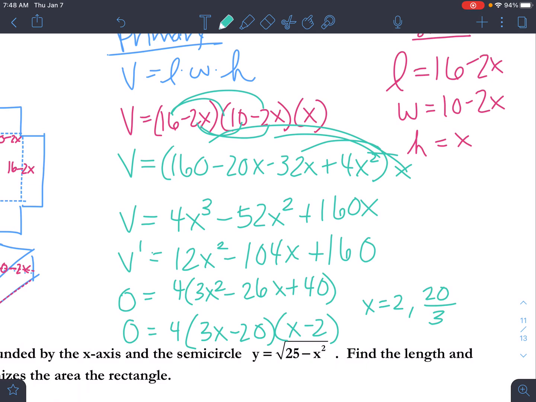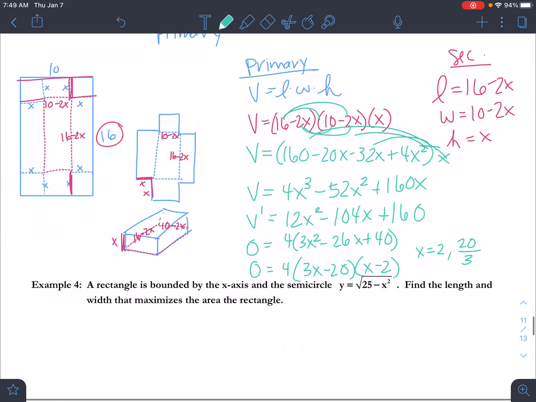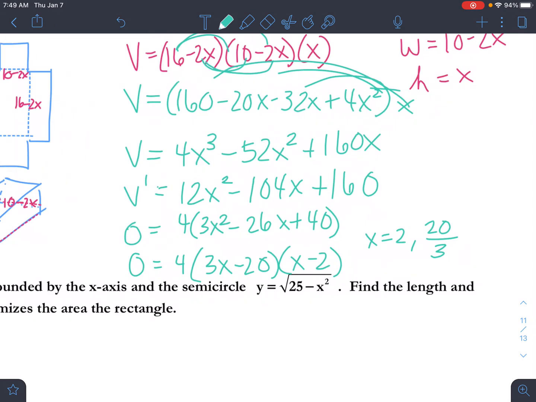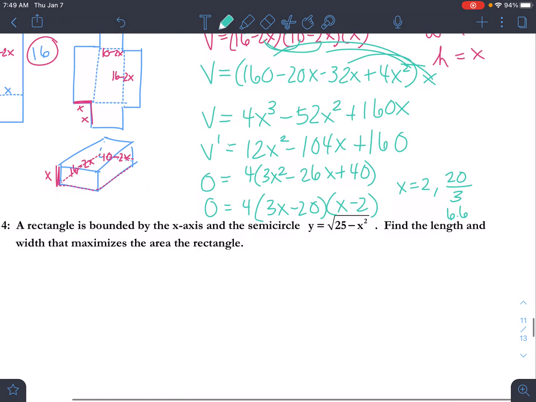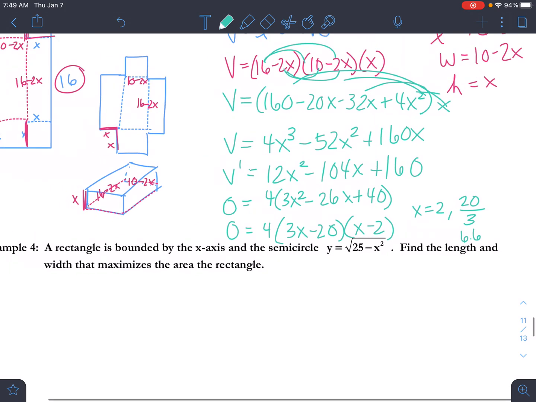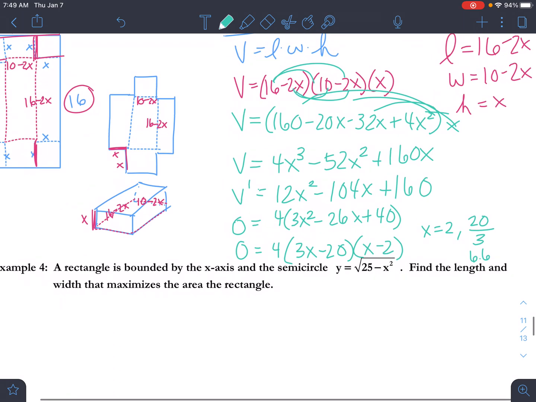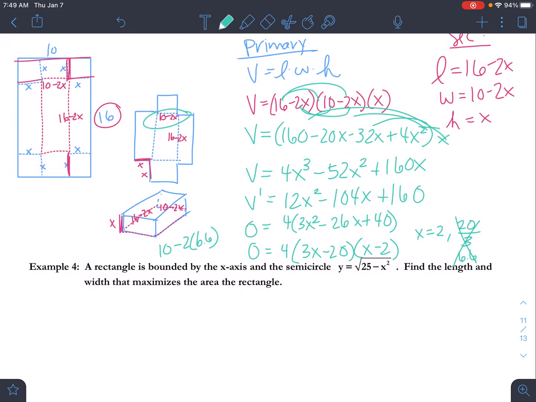Okay, sometimes there can be two answers, but you want to double check here. If you plugged in 2, that would work, right? They're both positive numbers. If you plugged in 20 thirds, right? 20 thirds is almost 7, right? So it's 6.6666. And if you plug that in here, 10 minus 2 times 6.6, that would give me a negative side length. So 20 thirds is too big of a number.